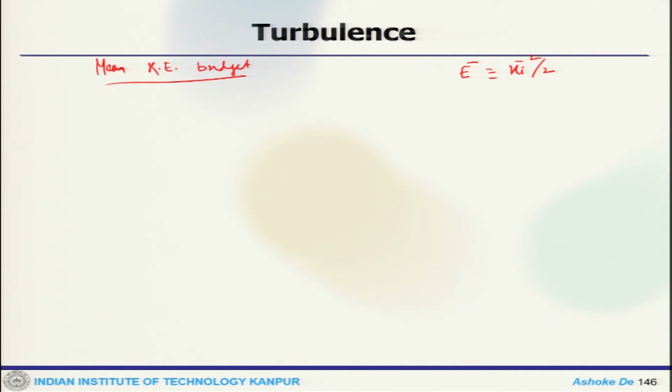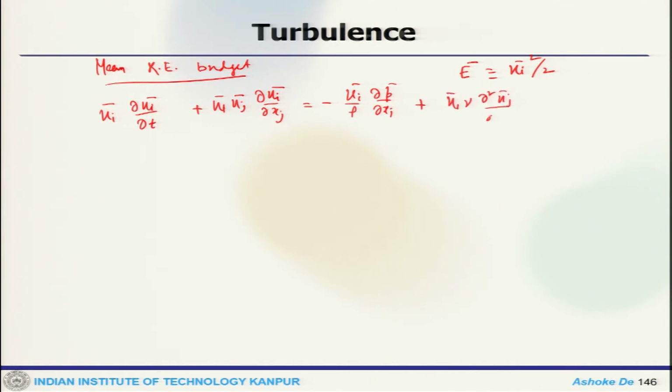We multiply the momentum equation by ui bar, and then we get ui bar del ui bar by del t plus ui bar uj bar del ui bar by del xj, equal to minus ui bar by rho del p bar by del xi plus ui bar nu del 2 ui bar by del xj square, minus ui bar del by del xj of ui prime uj prime.